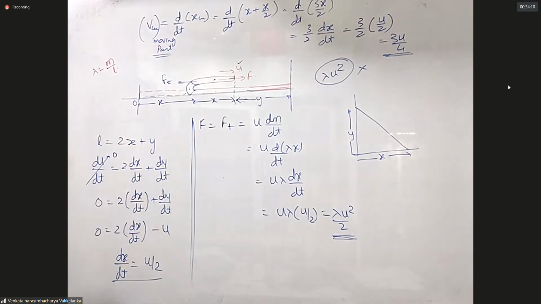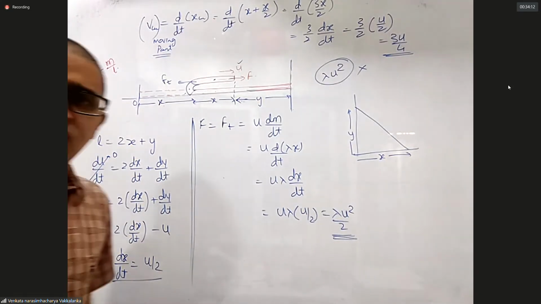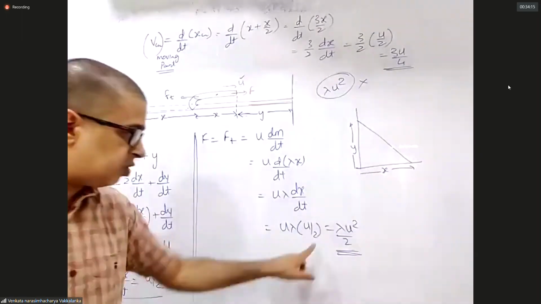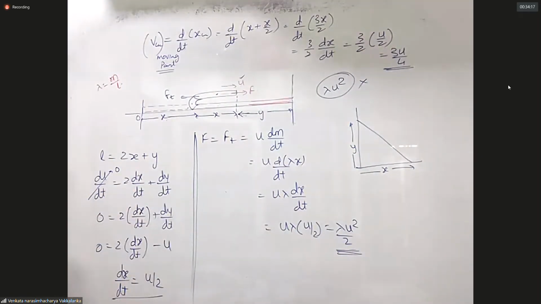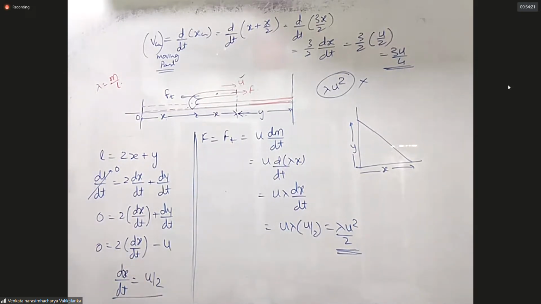Same problem, I'll draw vertically. You will see the ease with which you can visualize that dx by dt is u by 2. Here you had to go through mathematics. There directly you will be able to see that it is u by 2.